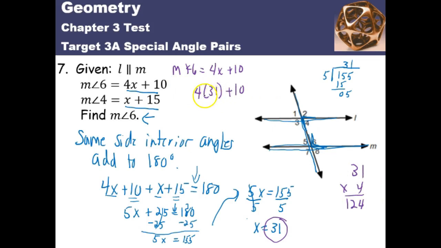You know, a quick way of multiplying that is this way. If you think of 31 as 30 plus 1, 4 times 30 is just 120, and 4 times 1 is 4. So 120 plus 4 is 124. So I usually do that in my head, but you can always multiply this way or use your calculator. But either way, you get that the angle is 134 degrees.